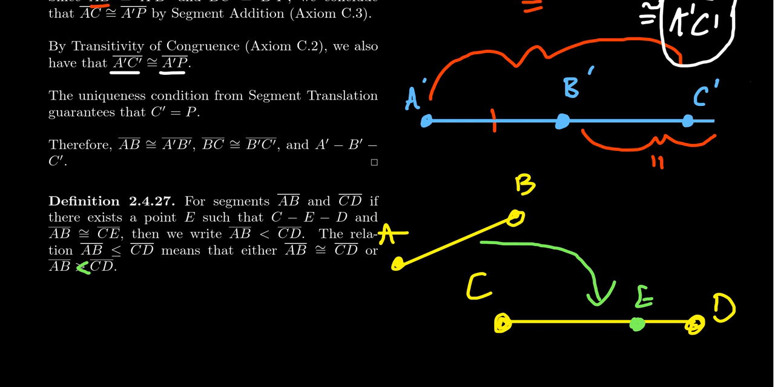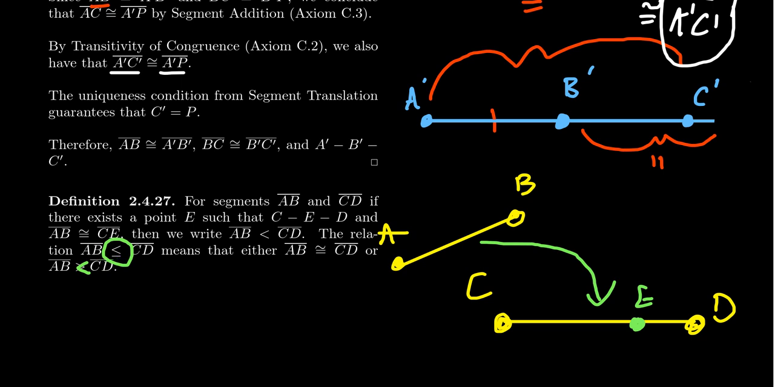To prove that, in fact, this relationship we've defined is a total order. If you look, of course, at this less than or equal to here, it should be reflexive. That is, AB would be less than or equal to AB. Well, since congruence is reflexive, that's pretty easy there. Is it anti-symmetric? If AB is less than or equal to CD and CD is less than or equal to AB, are they actually congruent? That has to be proven there.